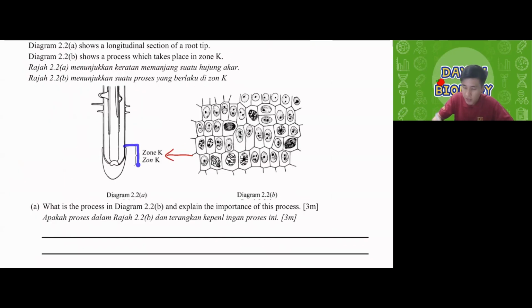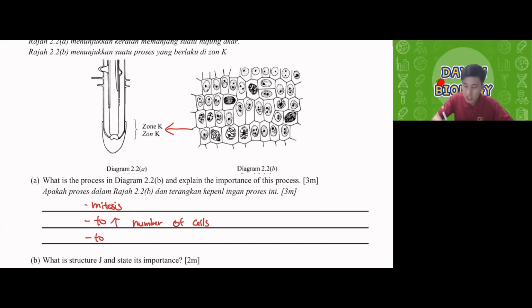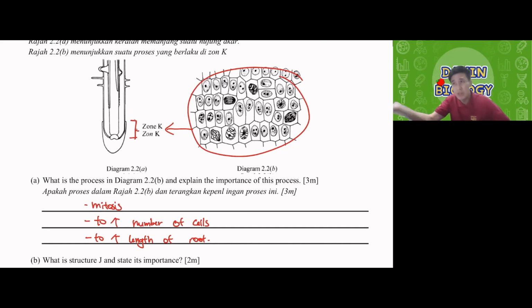The zone K, by the way, is the first zone, right? The zone of cell division. So yes, the process shown is basically mitosis. The importance we mentioned already: to increase the number of cells for growth. But since they are showing root, we can say it is to increase the length of the root. It's the same thing we did just now. Even though you don't know what this is, they mentioned zone K, which is the first zone, and there's only one process that occurs at the first zone, cell division. So cell division, not mitosis.